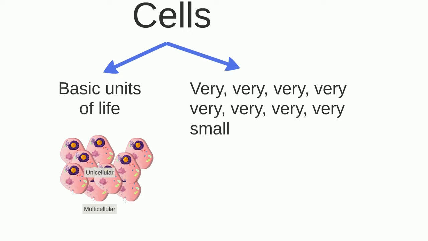For example, a bacteria is an example of a unicellular living thing, and a human, like you or me, is an example of a multicellular living thing because we are made of a lot of cells, more than one for sure. These cells have another characteristic. They are very, very small. I don't know if it's clear, but they are very, very small.